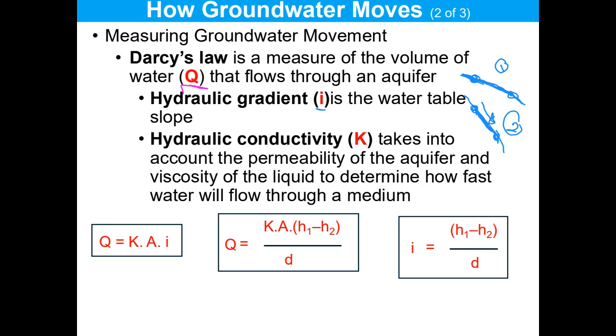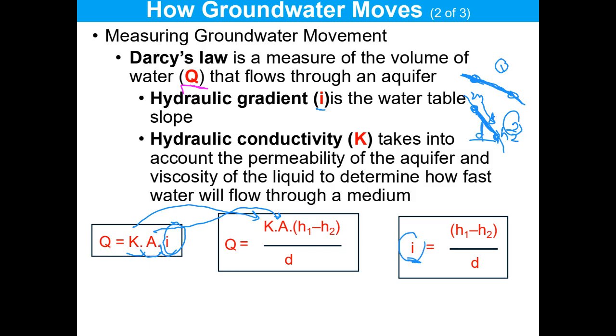Okay, so the equation for this, the amount of water flowing through groundwater, is given by Q, the amount of water flowing, equals K, which is hydraulic conductivity, which is linked to permeability and viscosity, times area times hydraulic gradient. I can write this as Q equals K times A times I, and we know that the hydraulic gradient is equal to H1 minus H2 divided by D. If I call this, for example, H1, H2, and this D, that's the hydraulic gradient.